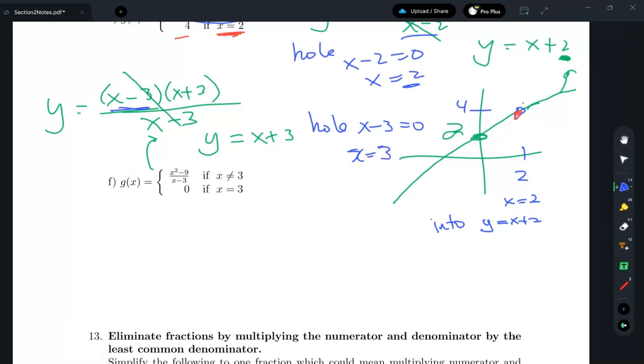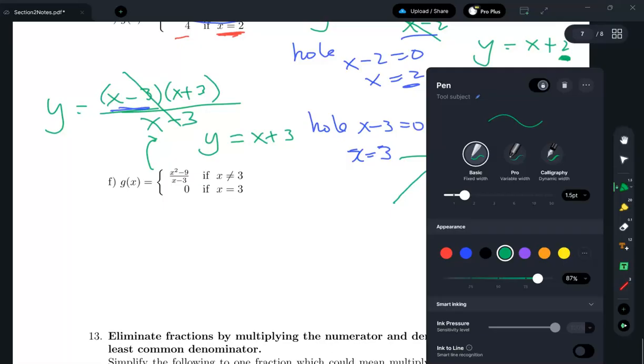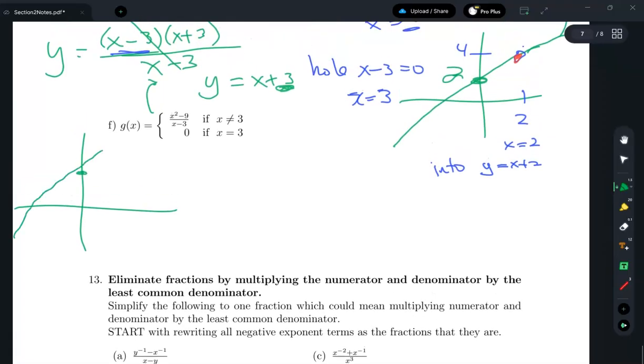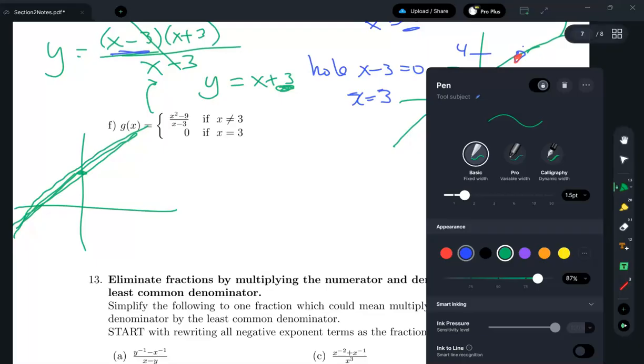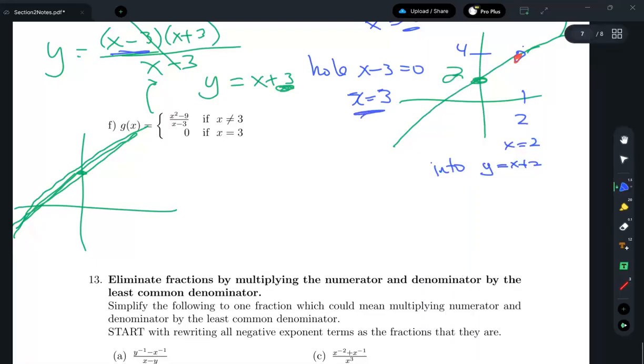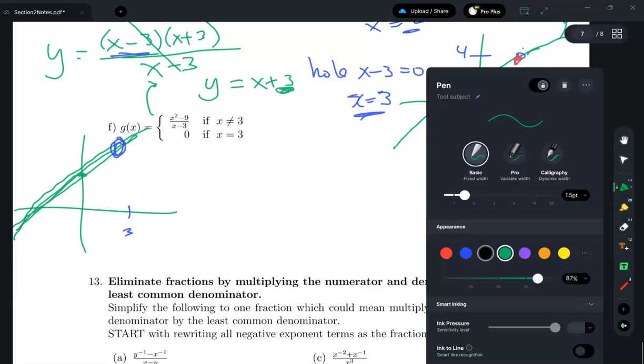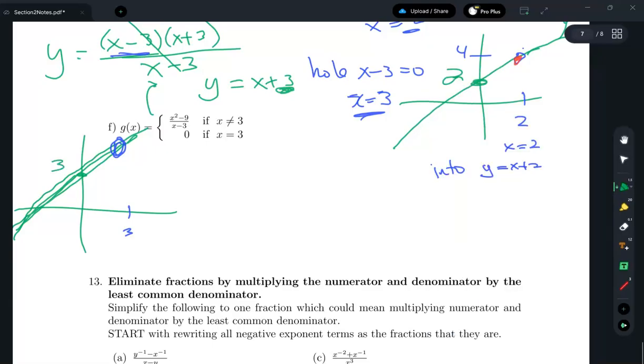Okay, so let's make sure we got this down. This is a line, y-intercept 3, slope 1, like that. Then the hole happens when x is 3. So that's up here, right? This is the 3, the y-intercept. I'm going to make sure you're keeping this all straight. And that's where the hole is up there.